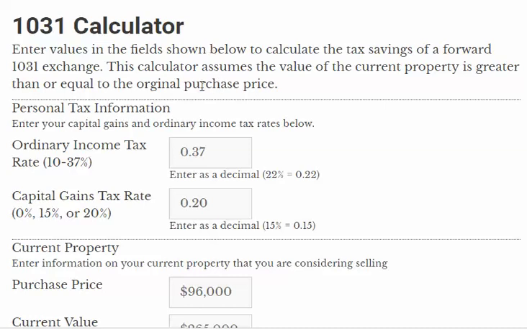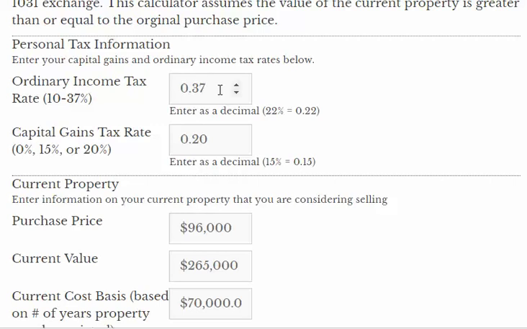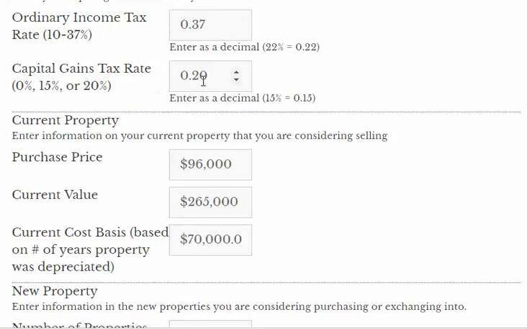Okay, so here's the calculator, and it's very simple. Basically, you put in your ordinary income tax, whatever tax bracket you're taxed at. Then you put in your capital gains rate. This is usually 15 or 20% based on your tax bracket. You can look that up to see where you fit in.